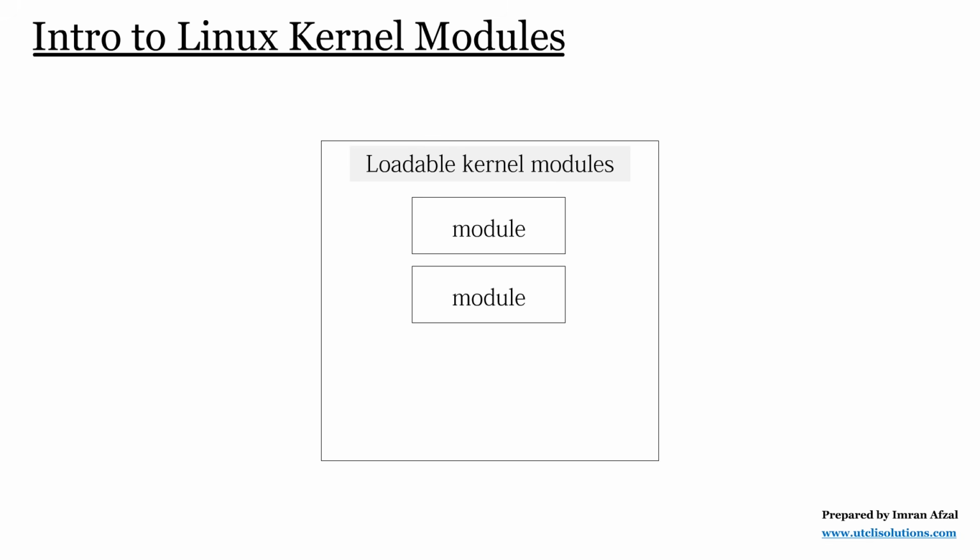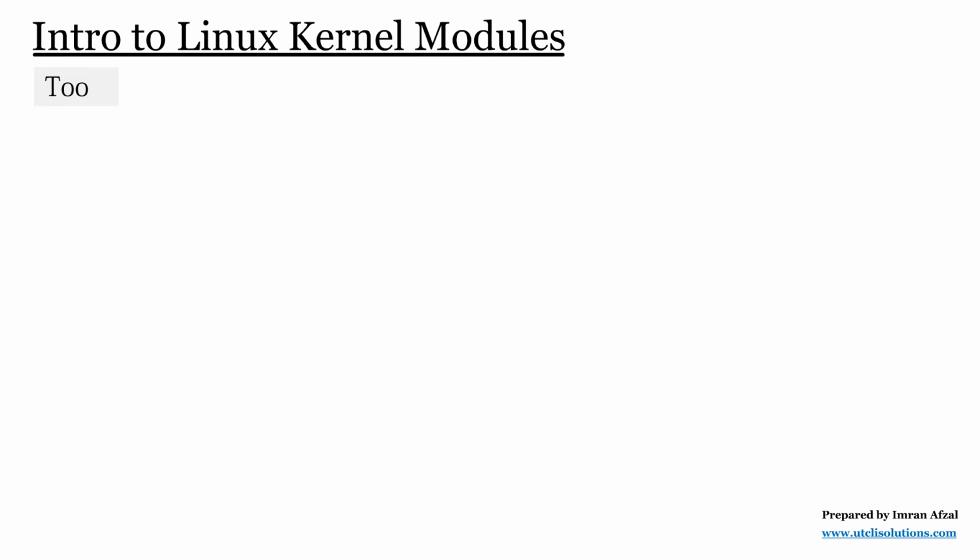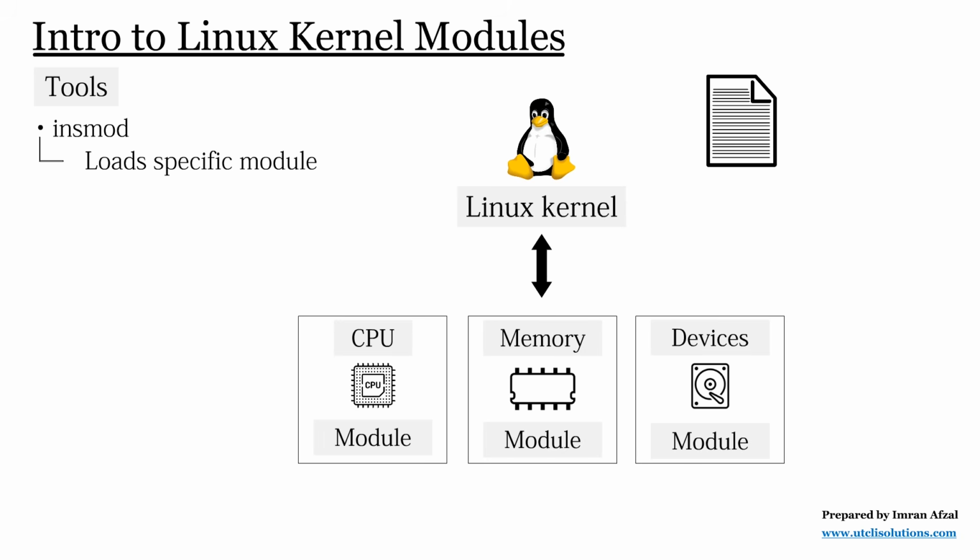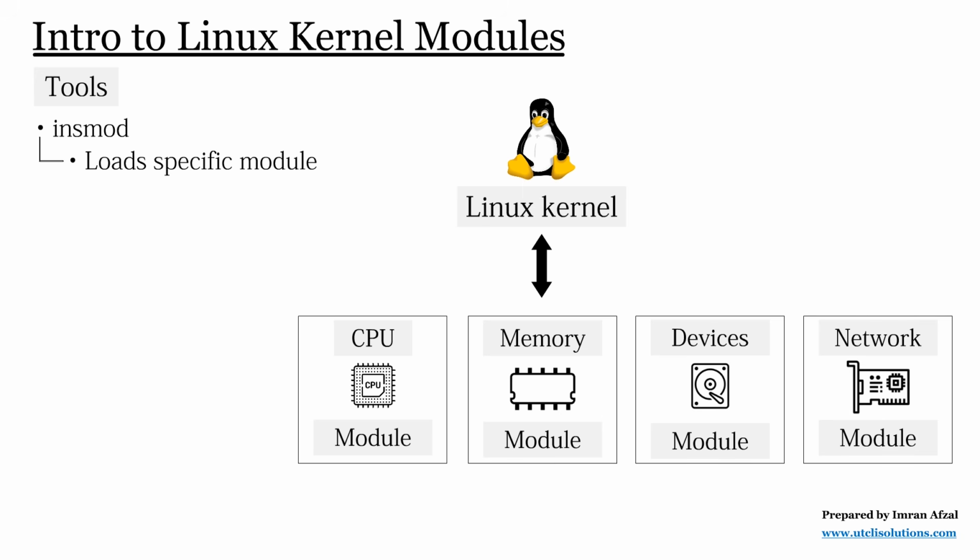When a loadable kernel module is required, it must be inserted into the running kernel. This process is called loading a module. One basic tool used for this purpose is called insmod. The insmod tool loads a specific module file directly into the kernel. It performs only one task, which is inserting the module, and it does not check whether other modules are required for it to work properly.